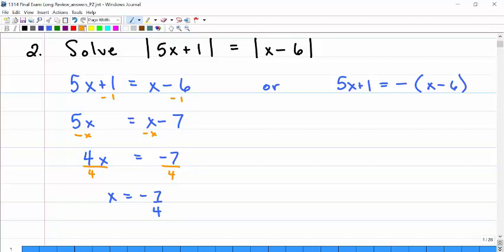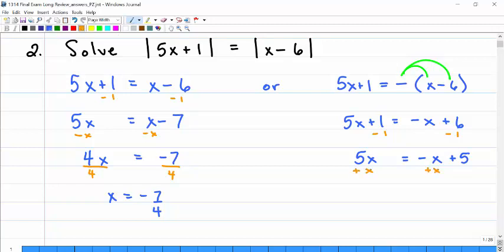Solving the other equation, I'm going to distribute the negative out front on the right-hand side first. 5x plus 1 equals negative x plus 6. Now I want to subtract 1 from both sides. I get 5x equals negative x plus 5. Add x to both sides, and I get 6x equals 5. Dividing both sides by 6, I get x equals 5/6.